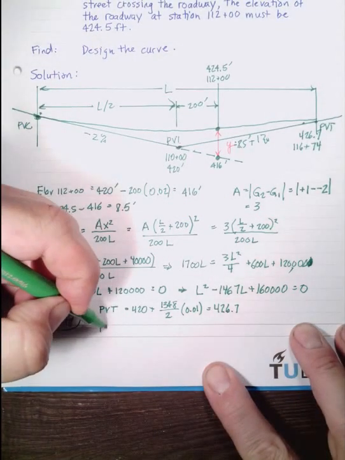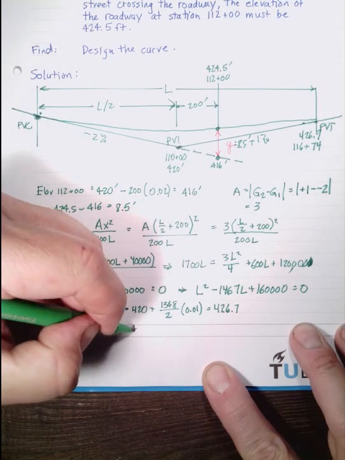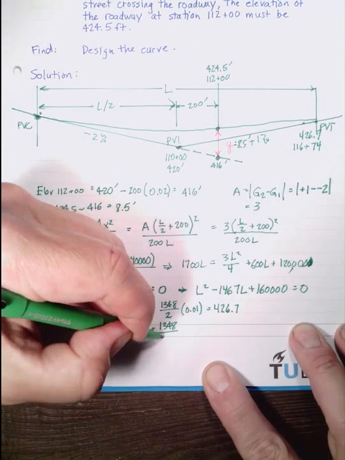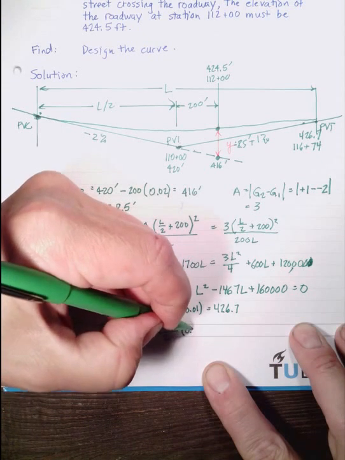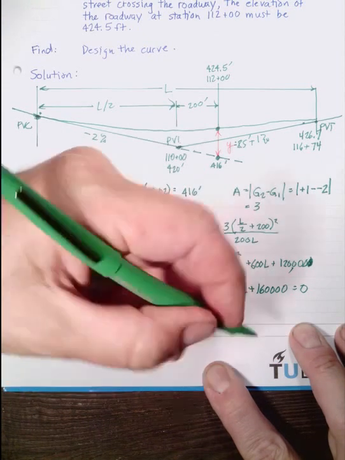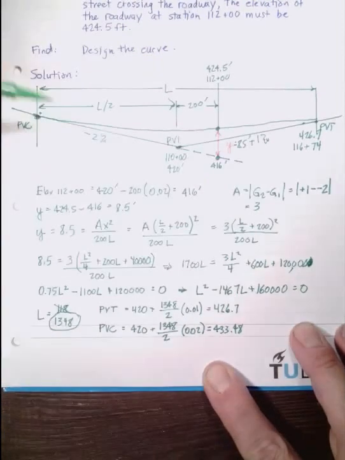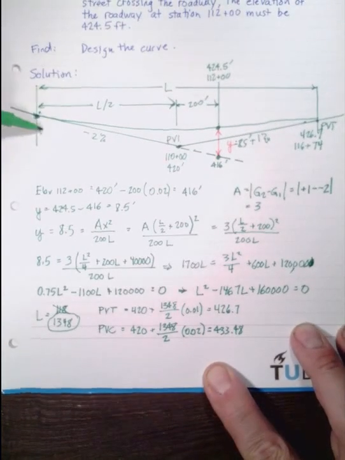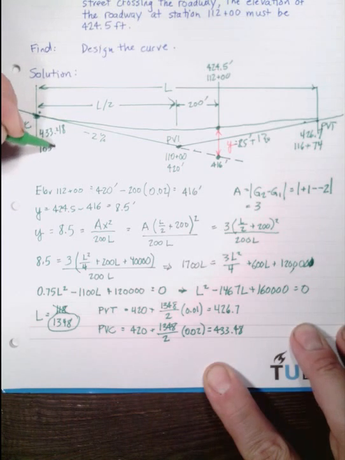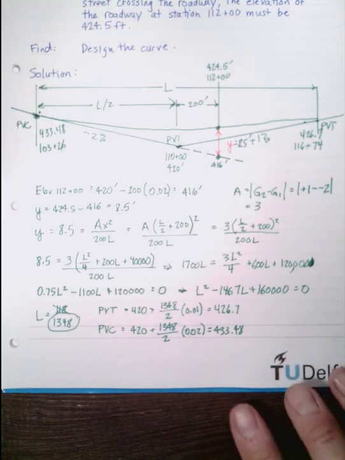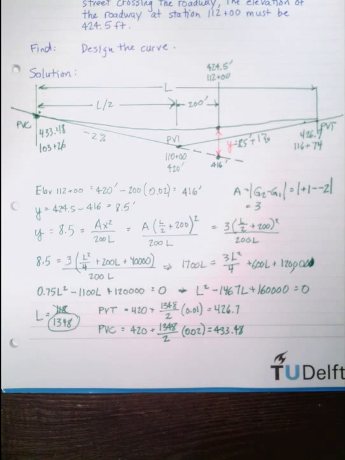The PVC equals 420 plus 1348 over 2 times 2%, and that equals 433.48. And so I'll label this 433.48. And the station there is 103 plus 26. So there we have it, vertical curve designed with a roadway constraint. Classic problem.